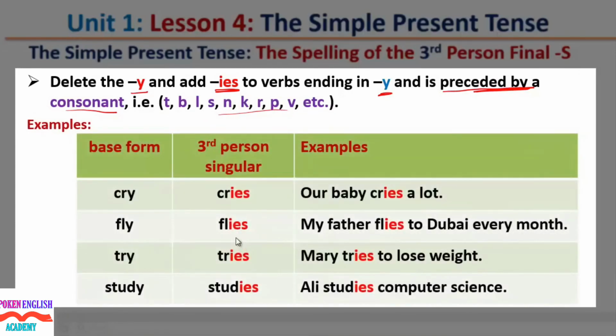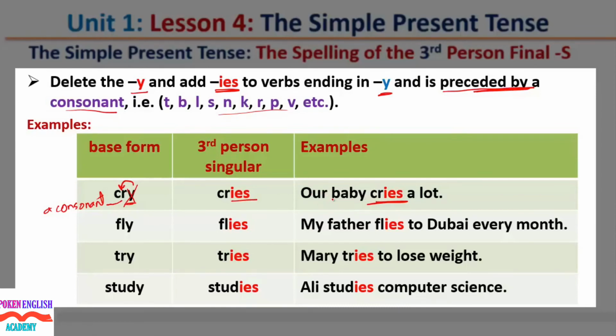Cry. Notice here that this verb ends in y, but this y is preceded by a consonant, the r. Here the r is what? It is a consonant, okay? So in this case, we delete the y and we add ies. Our baby cries a lot.